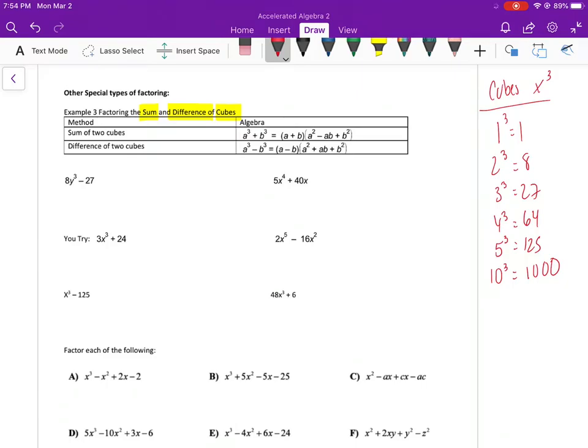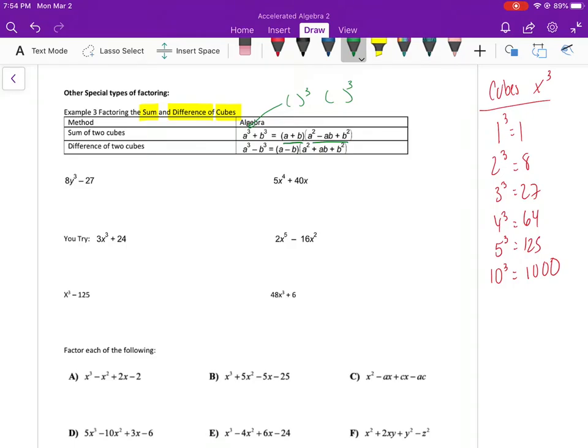So the deal with the sum and difference of cubes, it has a pattern, as you see right up here. I've written out the formulas for you. And it's kind of similar with the A's and the B's to the difference of squares, but it's a little bit more complicated. So basically, we're trying to identify what is being cubed, right? For each of them, we've got something being cubed.